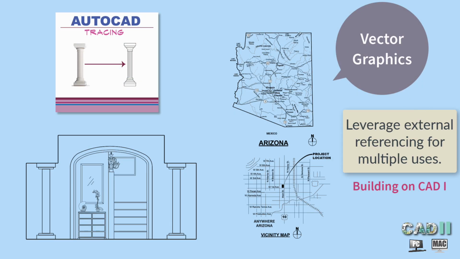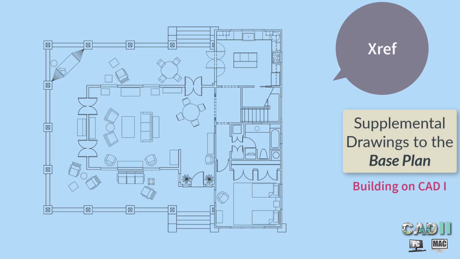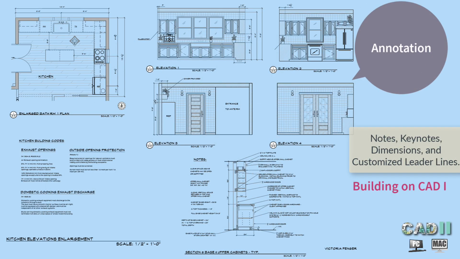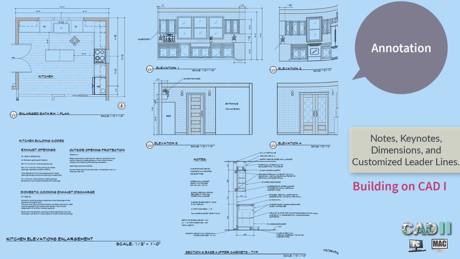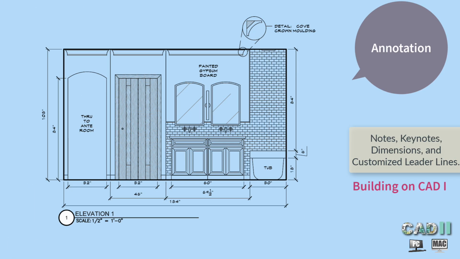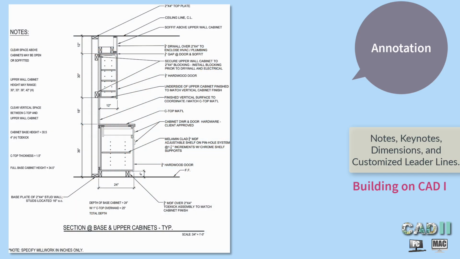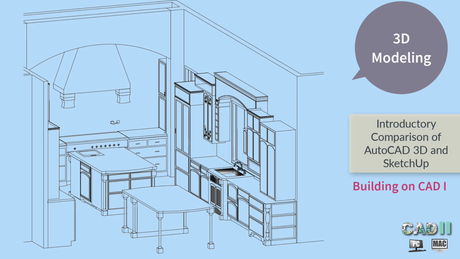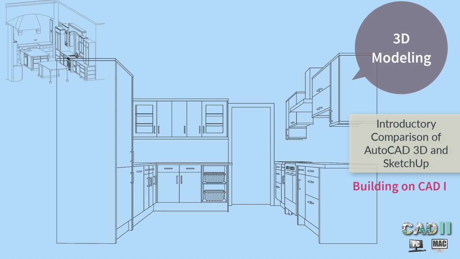You'll also leverage external references to produce additional drawing types, such as architectural elements derived from photographs, and supplemental plans, such as electrical, lighting, reflective ceiling, and furniture plans. You'll gain proficiency annotating drawings using AutoCAD commands for creating align dimensioning, inches-only dimensions for interior finishes, multi-leader with keynote callouts, and customization of dimension and leader styles. This course concludes with an introductory comparison of 3D modeling in AutoCAD and SketchUp.